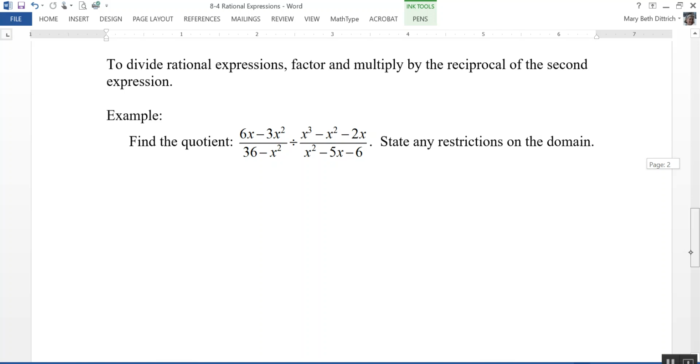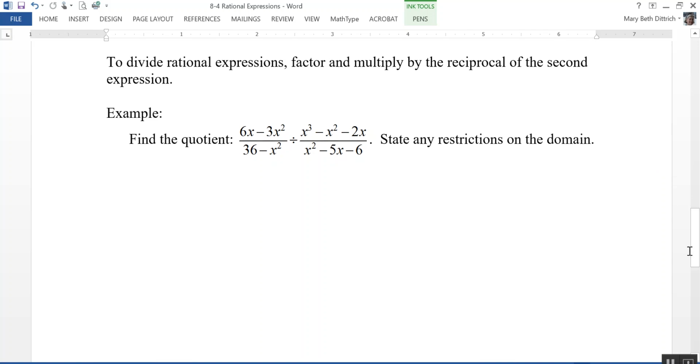Now to divide rational expressions, we're going to factor as we did earlier and then multiply by the reciprocal of the second expression. So here we need to find the quotient of (6x minus 3x squared) divided by (36 minus x squared), divided by (x cubed minus x squared minus 2x) divided by (x squared minus 5x minus 6). That's a lot of factoring, so let's get to it.